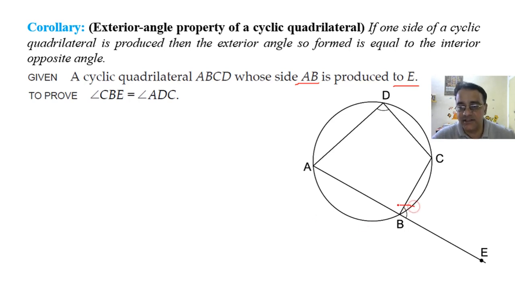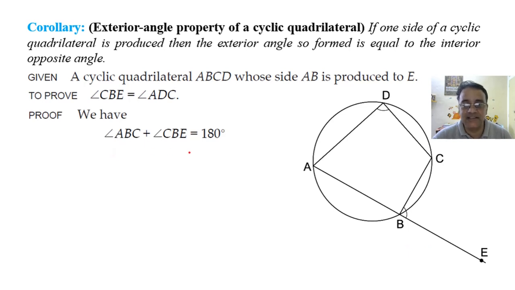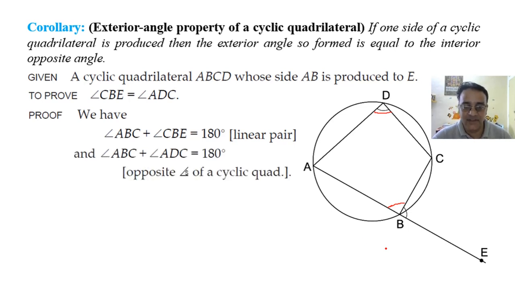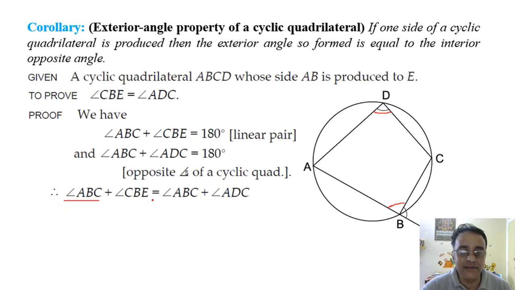Now we'll start with this one. What is the sum of these two angles? 180 degrees. Why 180? Linear pair. Very good. So angle ABC plus angle CBE is equal to 180 degrees, linear pair. Now what is the sum of these two angles? 180 degrees. Why? Opposite angles of a cyclic quadrilateral. Very good. That means both are equal to 180 degrees, so we can equate the left hand sides also. Now angle ABC is the same on both sides, so we can eliminate angle ABC.